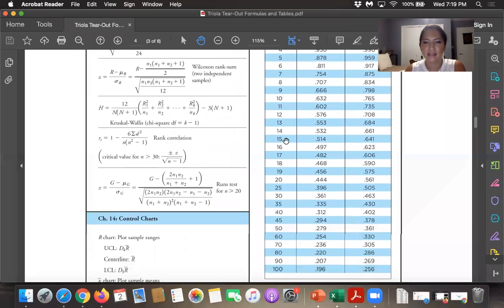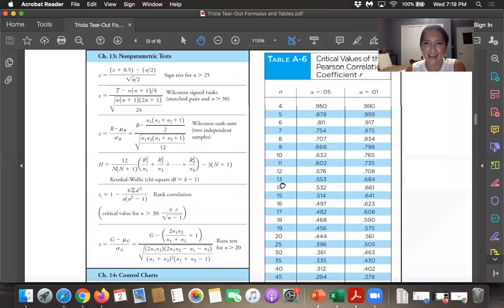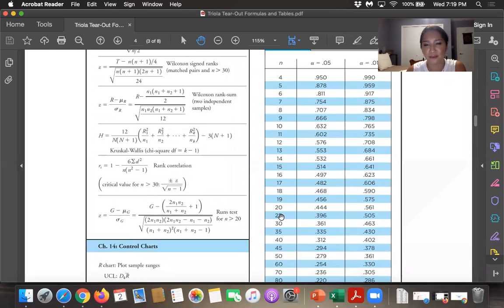Now in table A6, we actually don't have an N of 23. We have 20 and 25. In order to be conservative, we're always going to round down here. And so with alpha equals 0.01 as our significance level, the critical values of R are plus and minus 0.561.